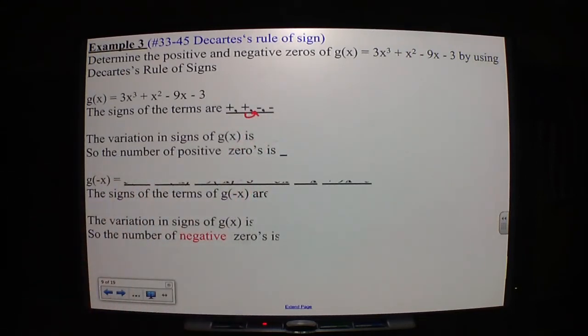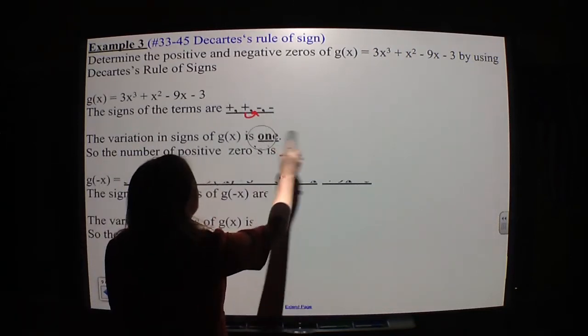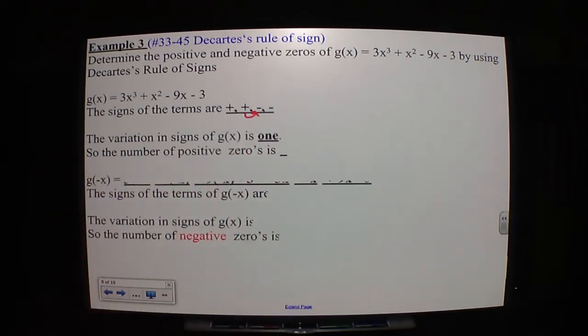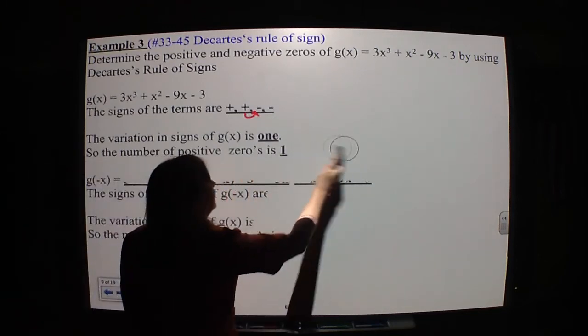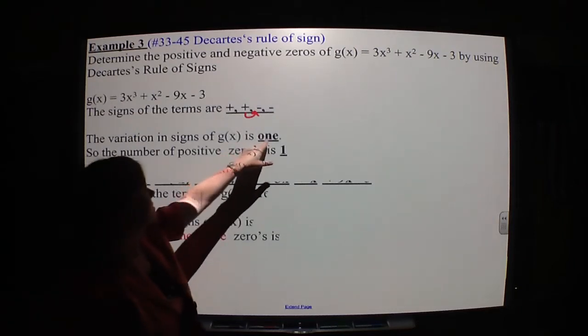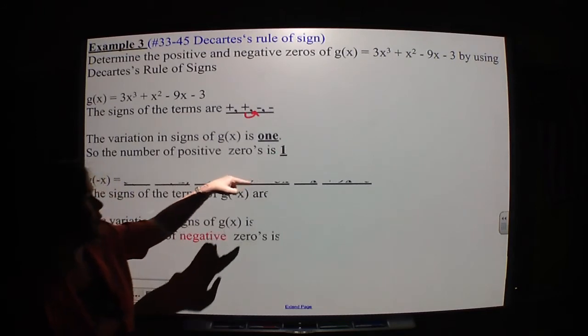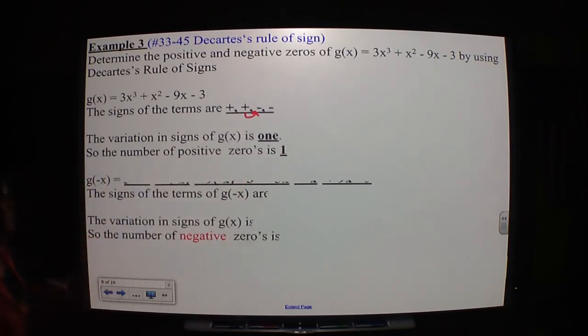I hope you can tell right here, that right there is the only variation. So your variation in sign is just 1. So the number of positive zeros is just 1. I can't subtract an even number from that because that would give me a negative number. So it's just 1. If this had 5 changes, then the positive number of zeros would be 5 or 3 or 1. You're subtracting 2 every time, an even integer.